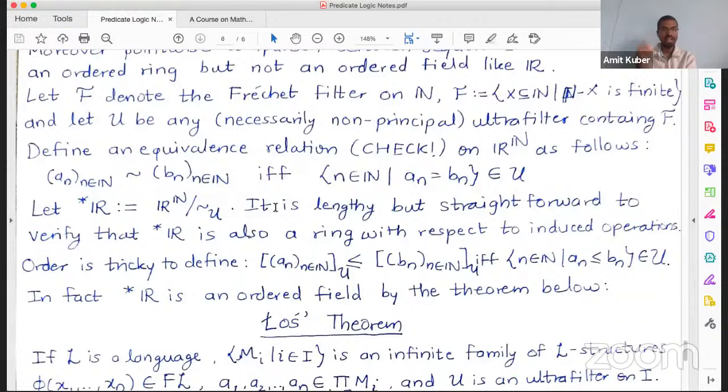And because of our intuition that we don't want finite subsets to be large, we have already started with the Fréchet filter. And U is any necessarily non-principal, or free, ultrafilter containing F. So what I'm trying to say is that we use the axiom of choice, or the Boolean prime ideal theorem, Boolean prime filter theorem, to obtain an ultrafilter which contains F. Construction is a wrong word here.